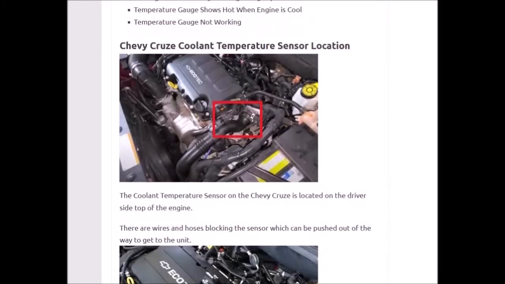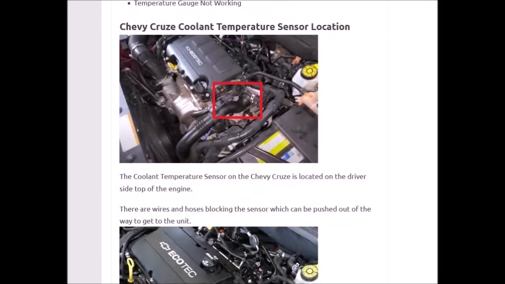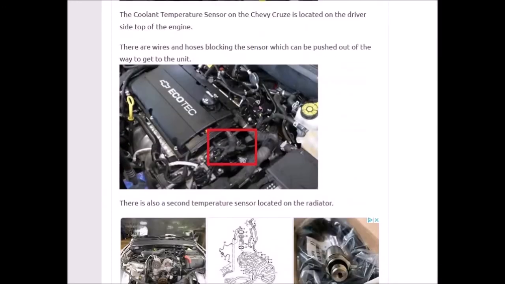Depending on the year, make, and model, there can be a few different places for the coolant temperature sensor, but the one for the gauge is usually located right at the top of the engine on the driver's side, at the top right there. That would be the one to check. You'd want to get a diagram or a schematic for your year, make, and model of vehicle to make sure, because there can be variations on the years and everything else.